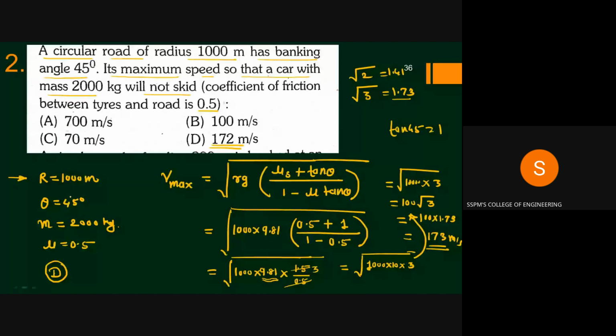Okay. So to solve a problem on a circular road and the angle of banking, we should know the formula for maximum velocity. There is a second formula for minimum velocity. We just have to change the signs. Wherever there is a plus, take the minus, and for minus, make it plus. Okay. Now refer to the next problem.